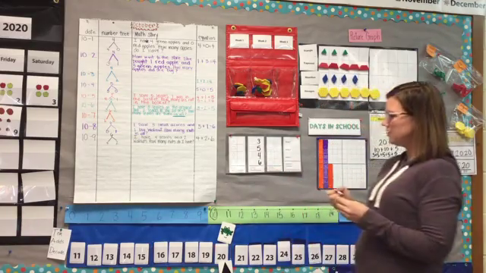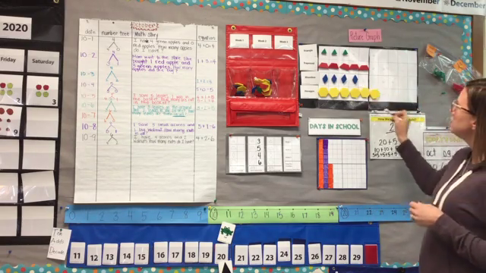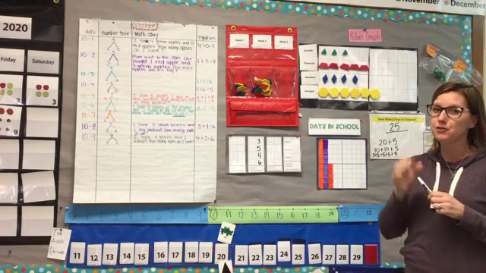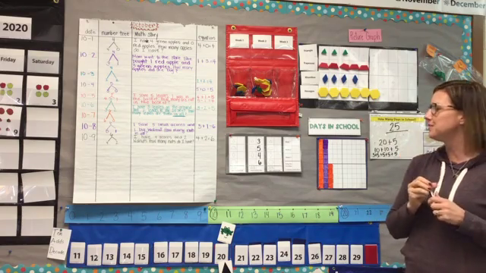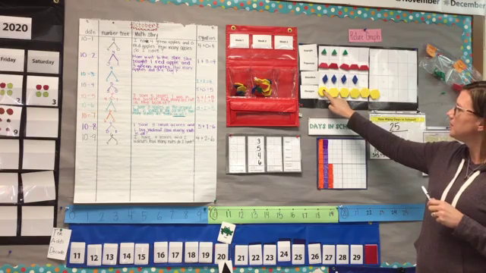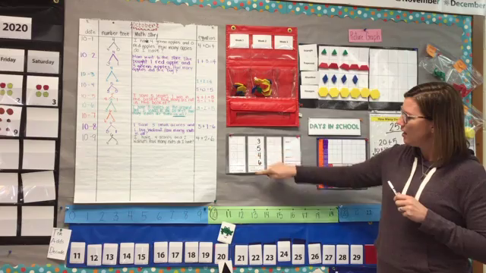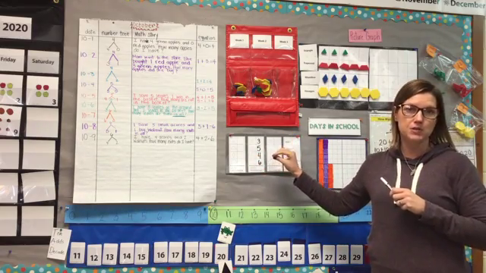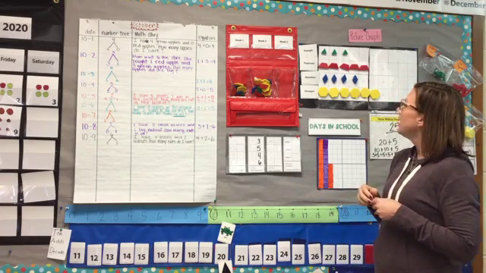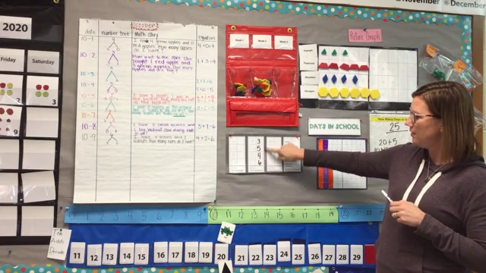The last question says, how many blocks in all? So we have to add all of these up. And there are a couple different strategies you could use to add those up. You could count them one by one. You could look here at the numbers and think, could I combine these numbers to make a bigger number that I might know? Okay, so I'm going to take a look right here on this chart.